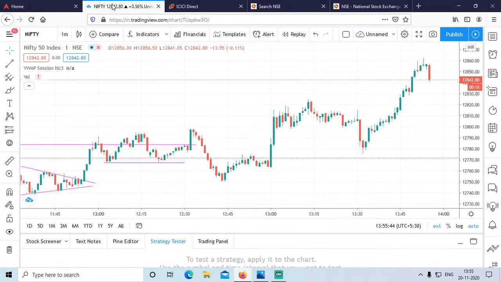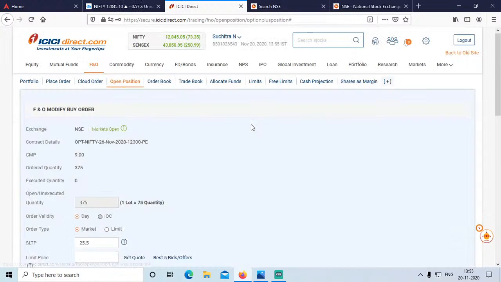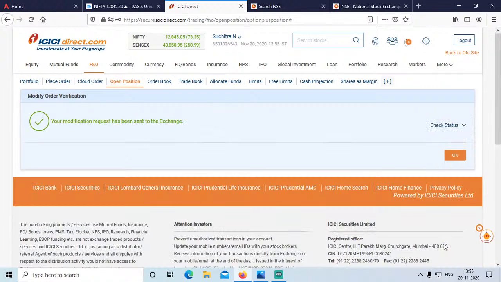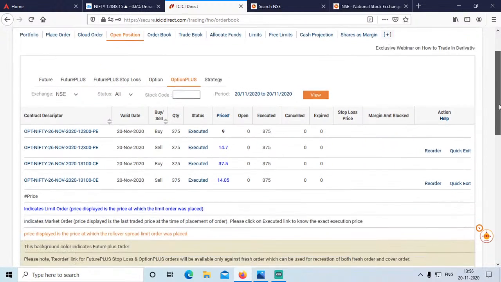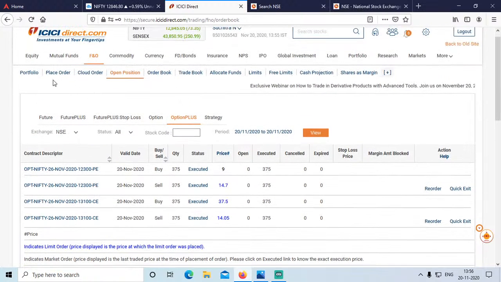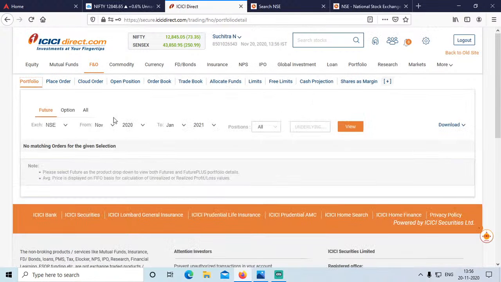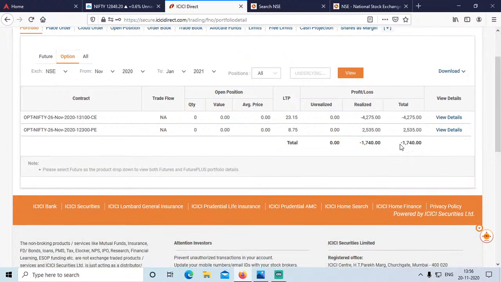I think after hitting the stop loss, the market is coming back, so it's better to square off at market this. Okay, we have squared it off and we don't have any positions over here. Due to this big movement, we were in a profit, but we could not take out the profit and we made a loss of 1740 rupees on the first live demo.